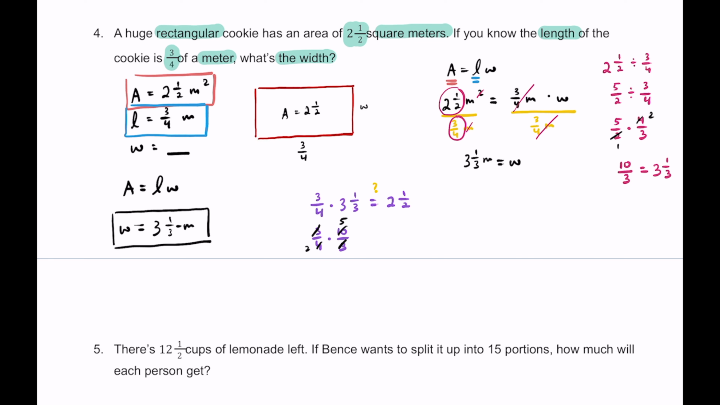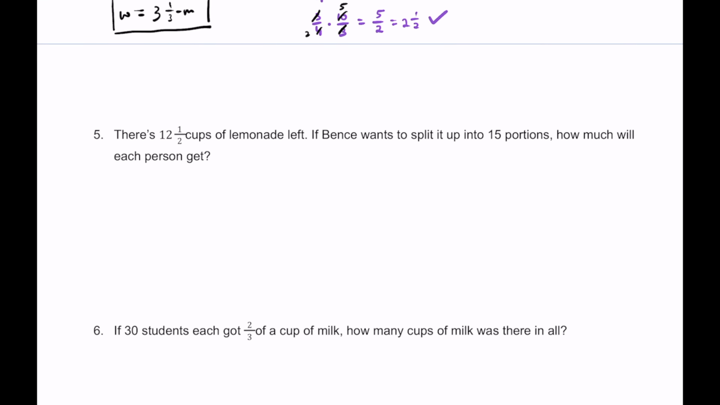And then 1 times 5 on top is 5. 2 times 1 on bottom is 2. 5/2 is the same thing as 2 1/2. So that does work out. Cool. Number 5.